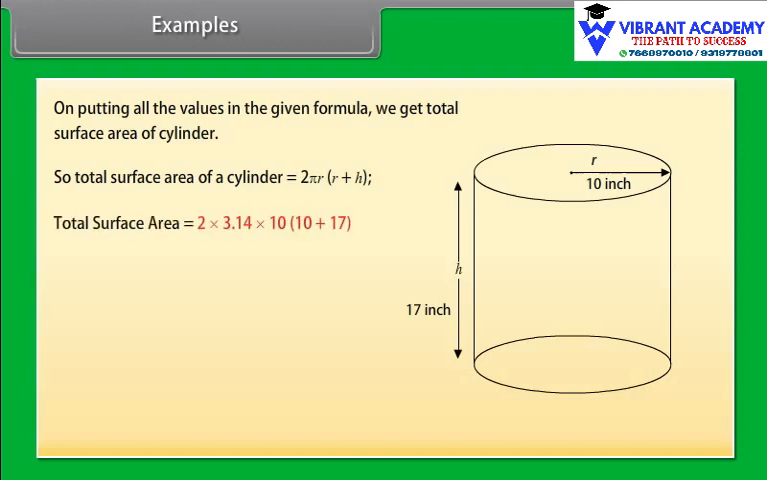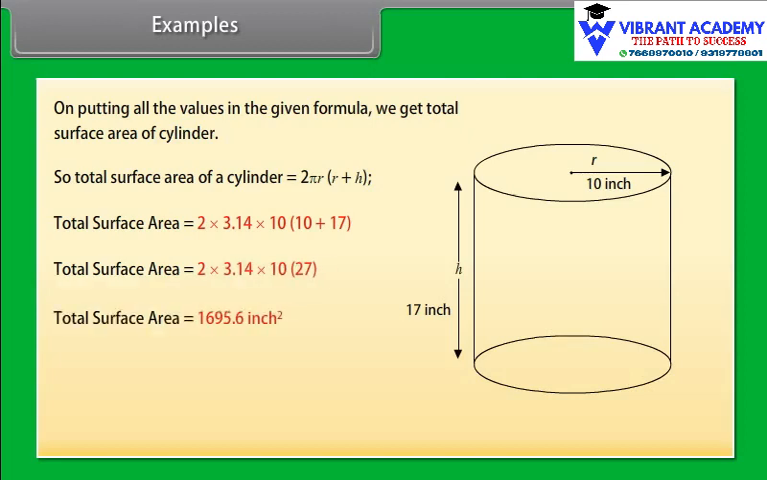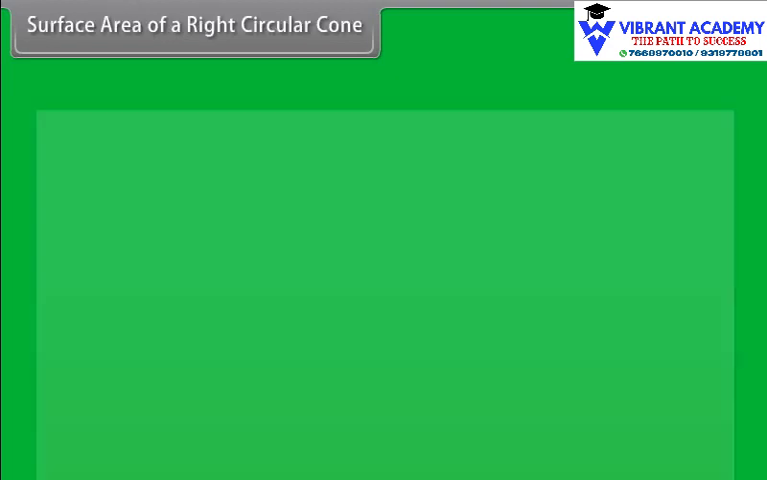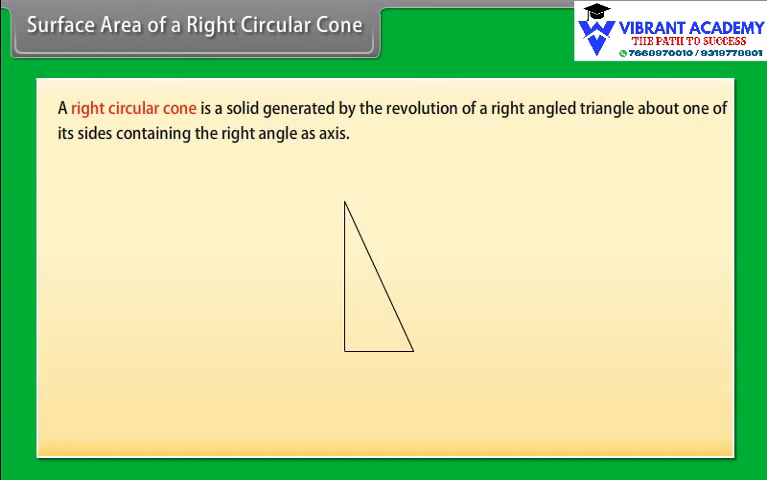We know that the formula for finding the total surface area of a cylinder is given by total surface area of a cylinder is equal to 2πr(r + h). Here r is the radius of the cylinder and h represents the height of the cylinder. On putting all the values in the given formula, we get the total surface area of the cylinder.